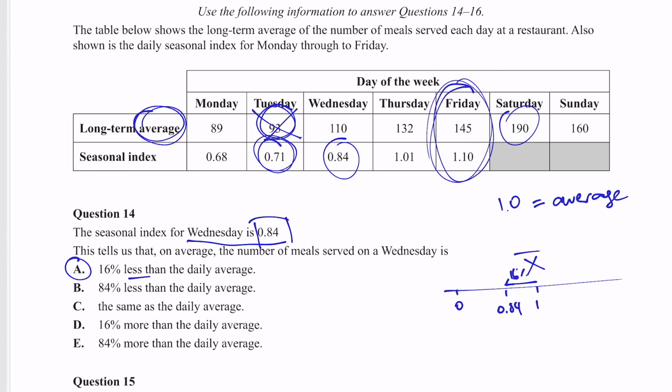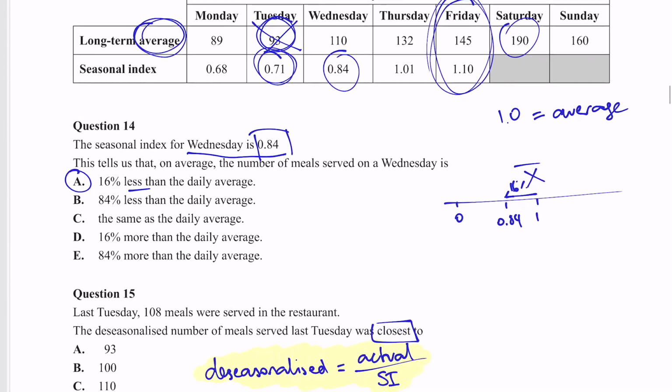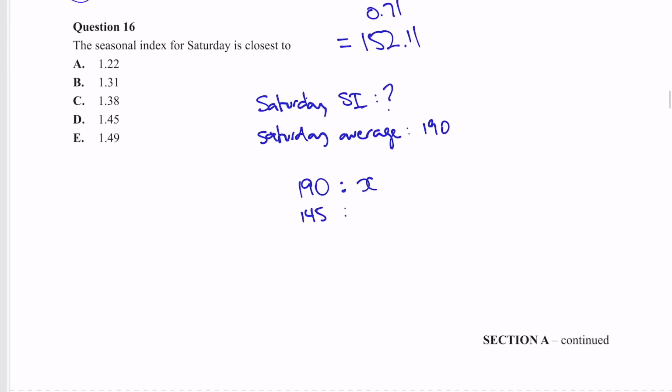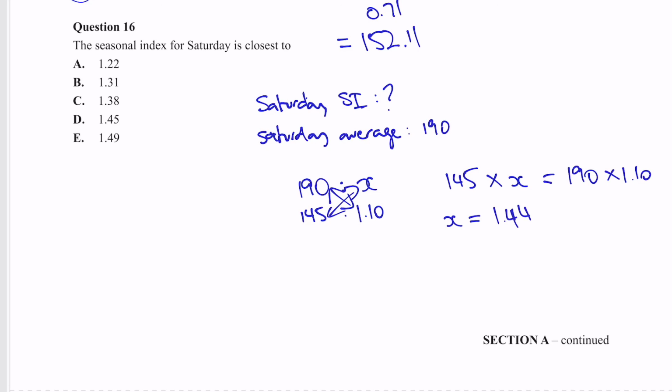We'll just go with Friday, which has a long-term average of 145 and a seasonal index of 1.10. All you have to do now is just cross multiply and see how you get an x here. You just multiply diagonally. So we say 145 times x is equal to 190 times 1.10. Solve for x and you get 1.44. The question is saying closest to what? And that's closest to D. So that's the easiest way to work it out via ratios.